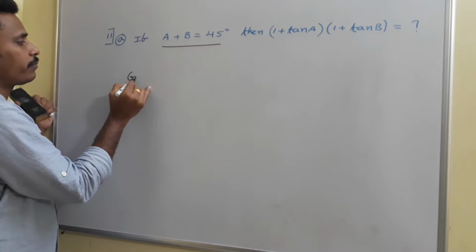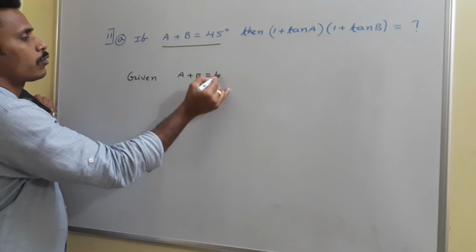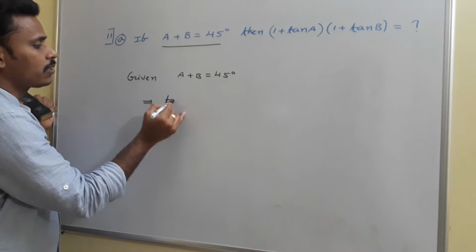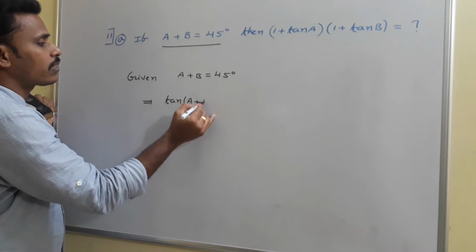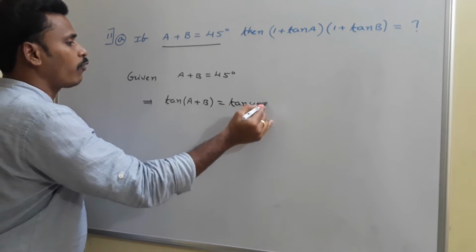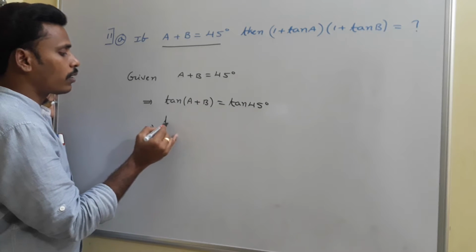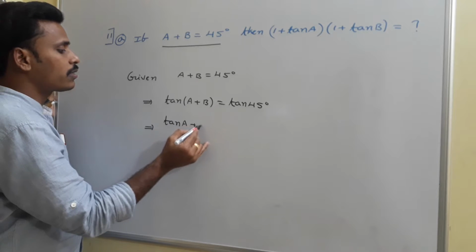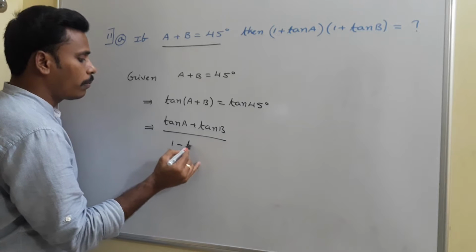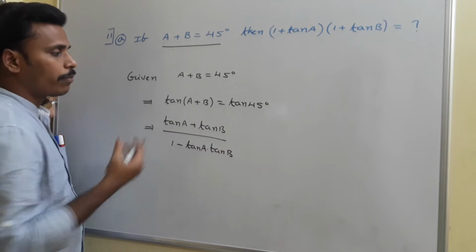Given a plus b is equal to 45 degrees, you just apply tan on both sides. You will get that tan of a plus b is equal to tan 45 degrees. And now this tan of a plus b is what? Tan of a plus b is tan a plus tan b divided by 1 minus tan a tan b. A direct formula of tan of a plus b.